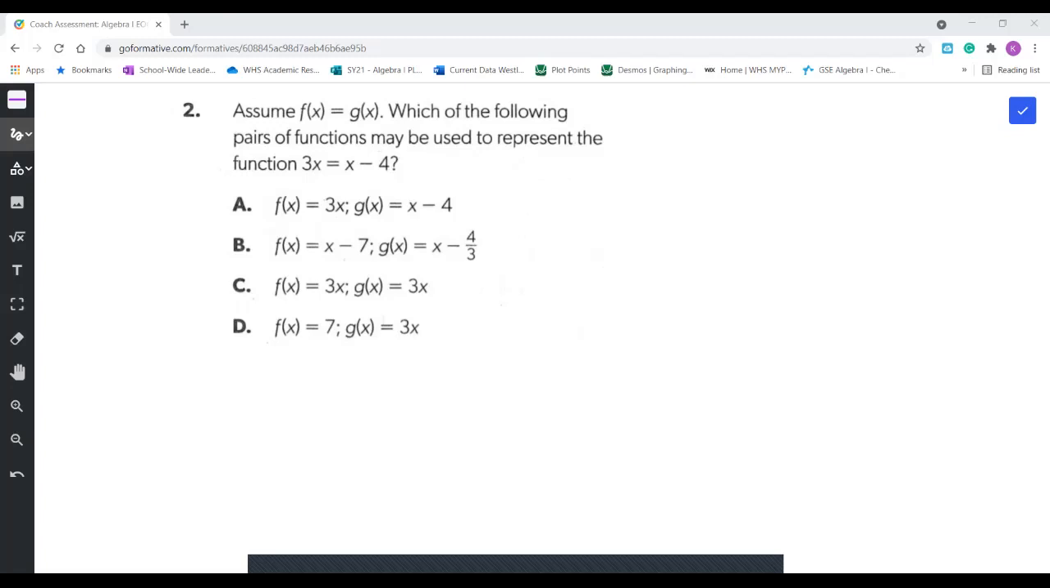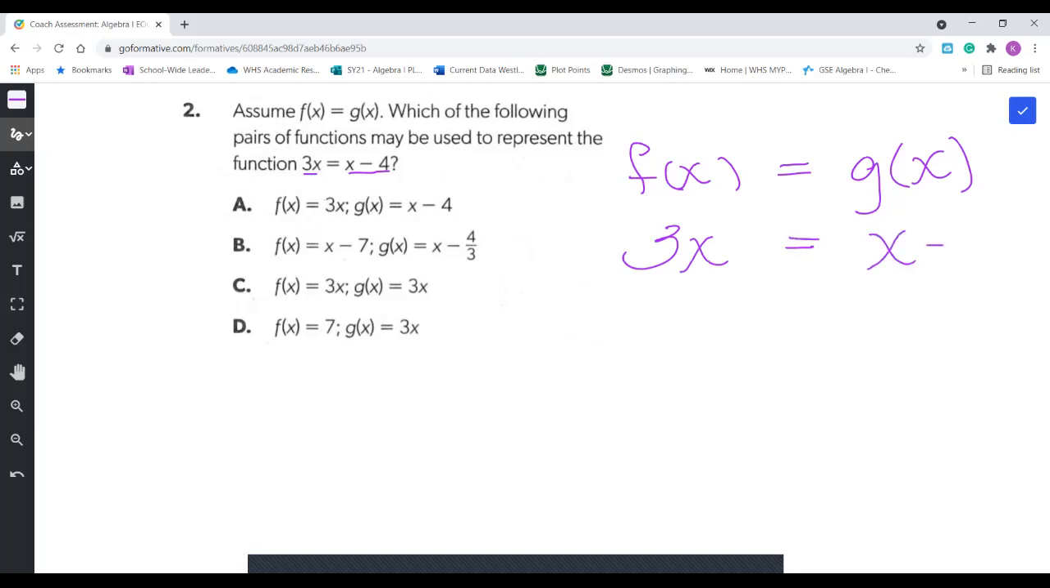Okay, number 2. Assume function f is equal to function g. And the question on the floor is, which of the following pairs of functions may be used to represent the function 3x equals x minus 4? So we have f of x equals g of x. And we have 3x is equal to x minus 4.